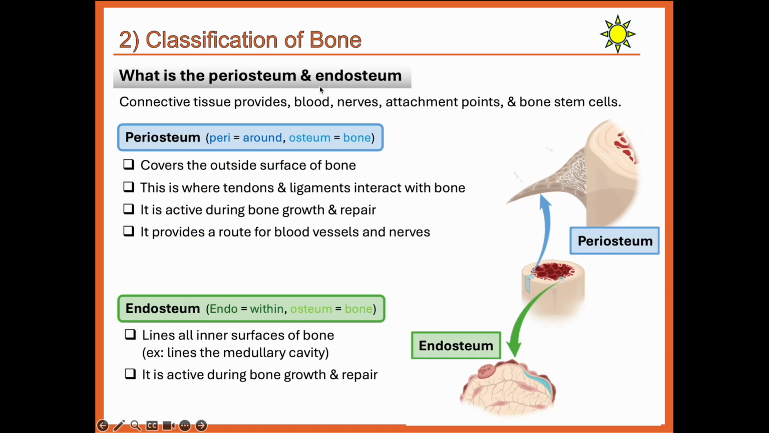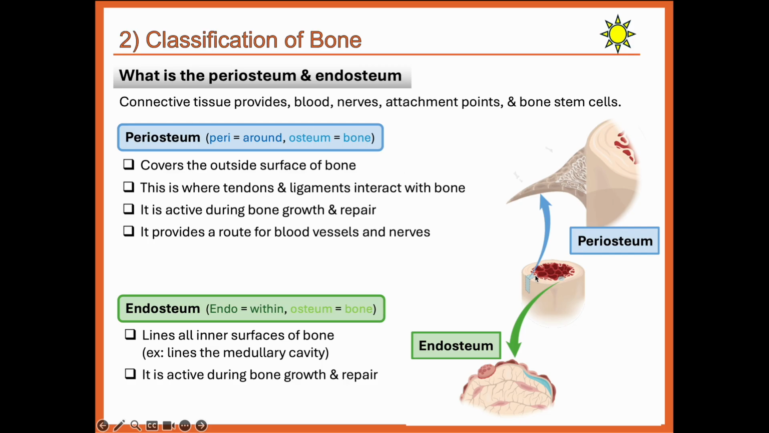So what is the periosteum and endosteum? These are different types of connective tissue that provide blood, nerves, and attachment points, and they have some bone stem cells in them. So periosteum, peri means around, osteum means bone.